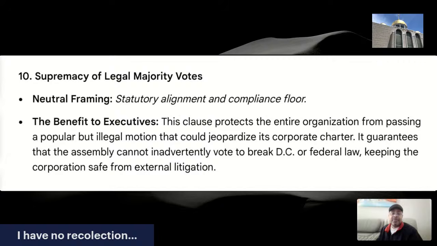And look at that second portion. It guarantees that the assembly cannot inadvertently vote to break DC or federal law, keeping the corporation safe from external litigation. And if you are protected, then that's what you want. You don't have a bunch of people coming after you. This is what you want. Next frame, please.